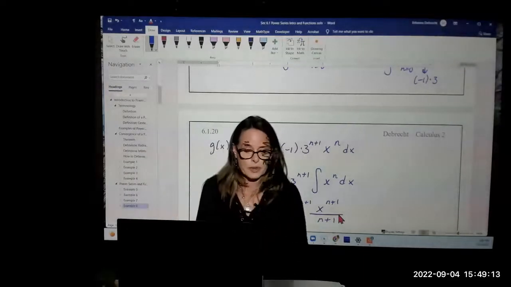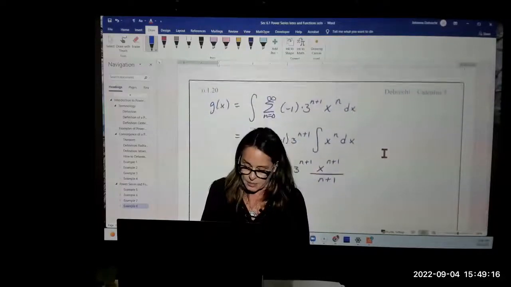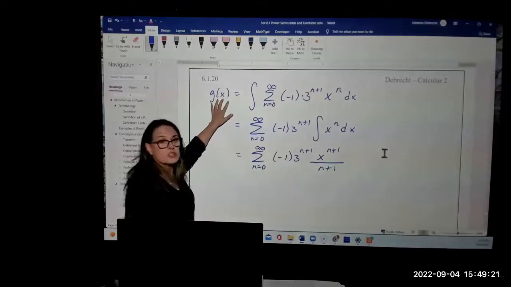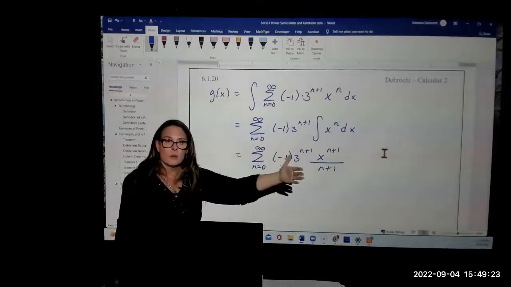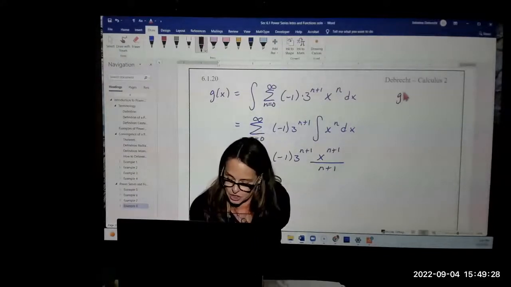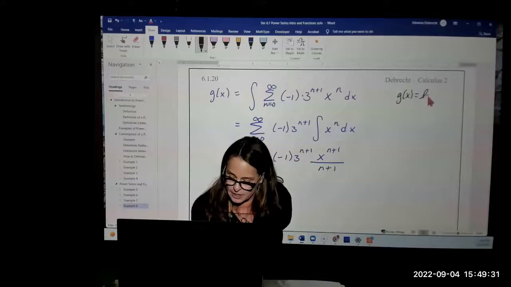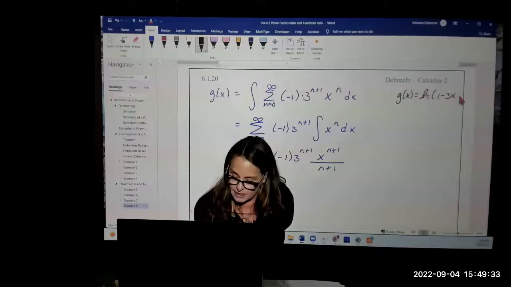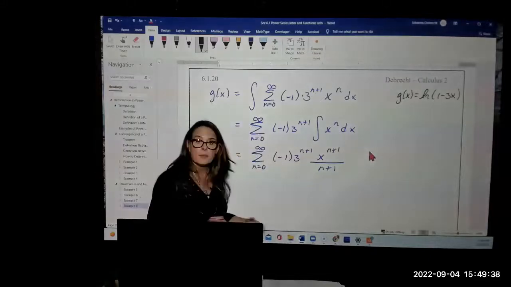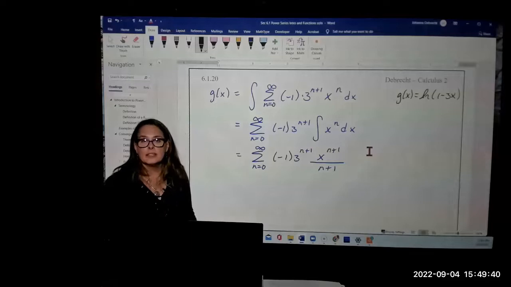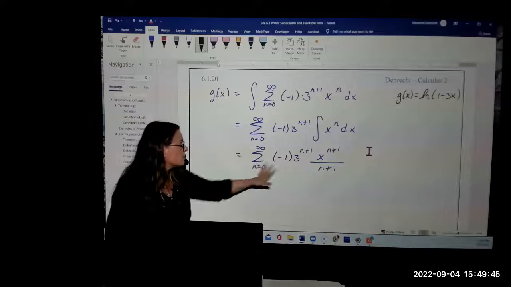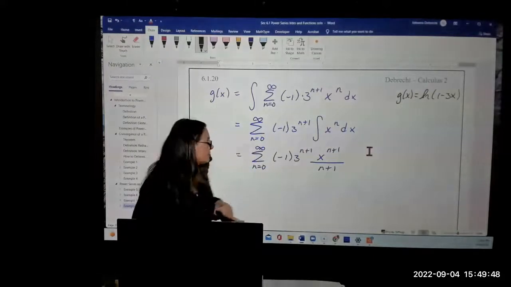So what do we do now? Now that we've come to this part right here, this is our new power series for the function g of x, which is the natural log of 1 minus 3x. So I'll write that over here so we can remember what g of x was in the first place. Natural log of 1 minus 3x. So what we're saying is this is equal to the natural log of 1 minus 3x, but only on its interval of convergence. I need to find that interval of convergence. So this is equal to that on the interval of convergence.